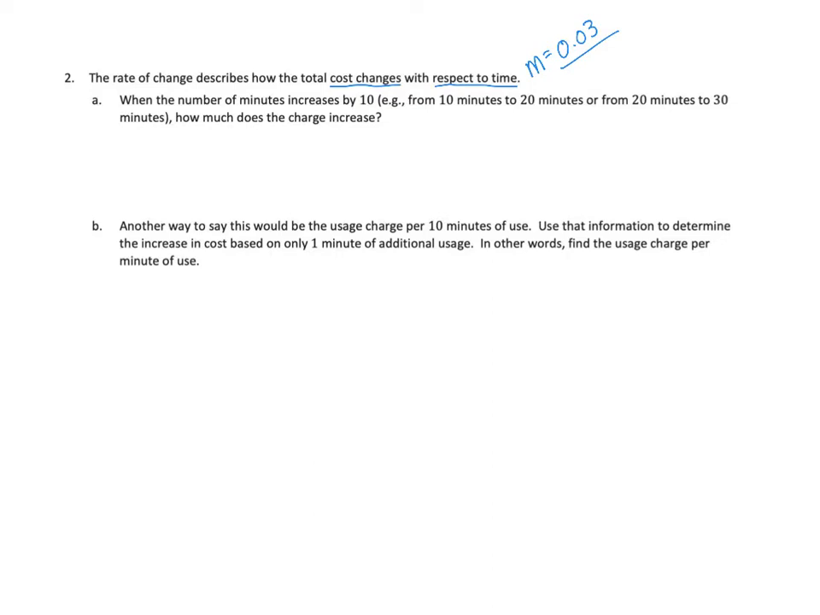So if you think back, when we were at 10 minutes, we paid 40 cents. When we were at 20 minutes, we paid 70 cents. When we were at 30 minutes, we paid $1. So how much does that charge increase every 10 minutes? So every 10 minutes, we went up 30 cents, right? So when we went 10 minutes to 20 minutes, we went from 40 cents to 70 cents. 20 minutes to 30 minutes, we went from 70 cents to $1, okay?